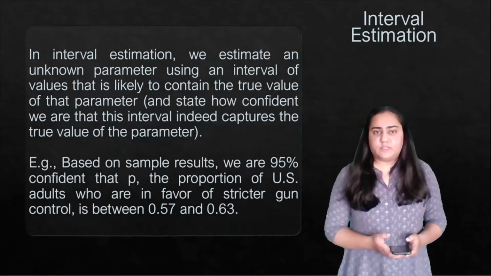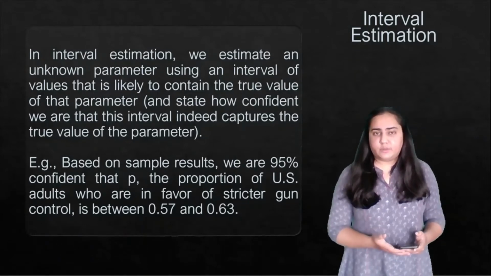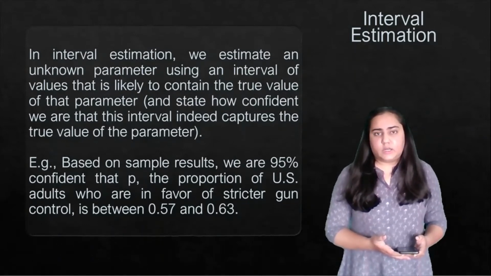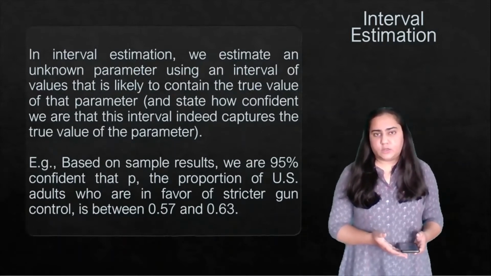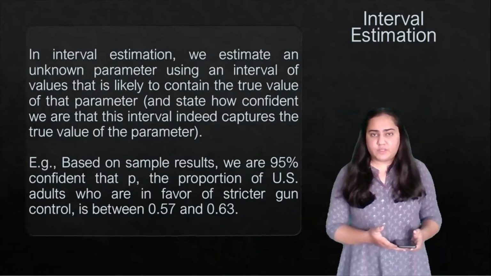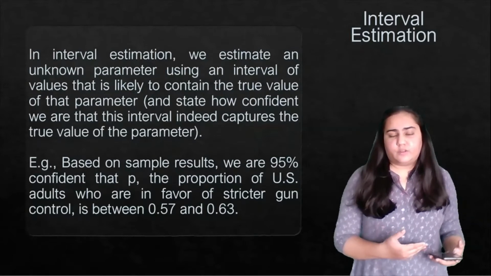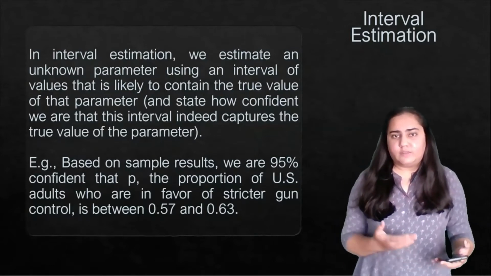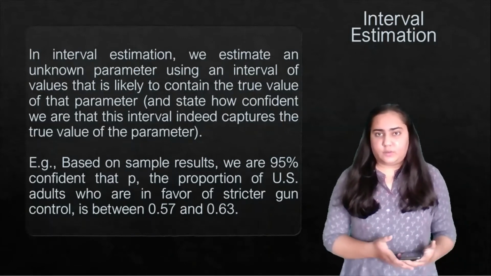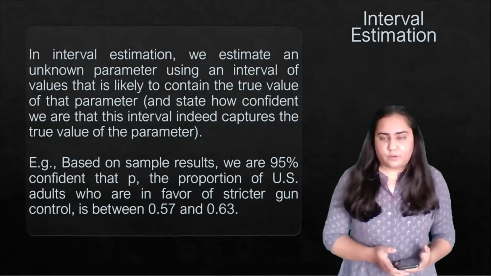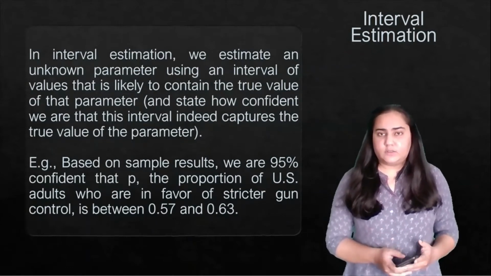An example of interval estimation is: based on our sample results, we are 95% confident that p, the proportion of US adults who are in favor of stricter gun control, is between 0.57 and 0.63. So based on what we got from the sample, we are giving a confidence value, as well as a range, an interval within which our original population value can fall. So this is interval estimation.